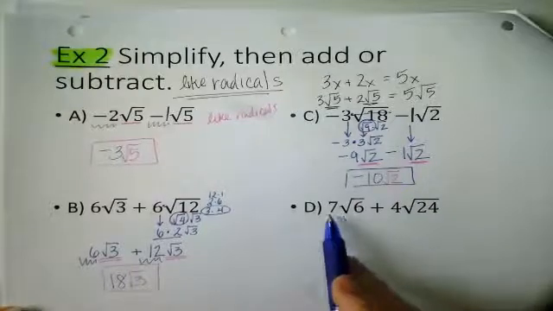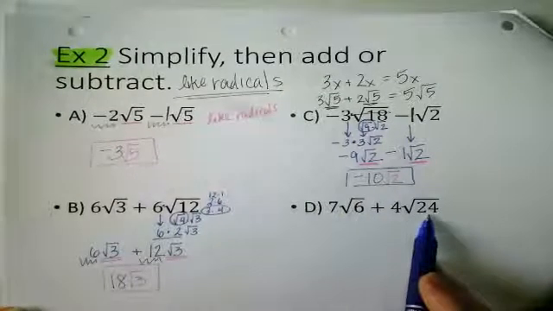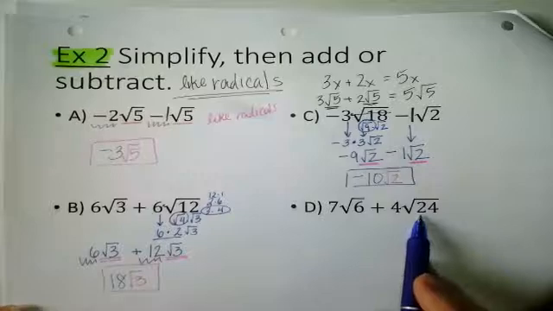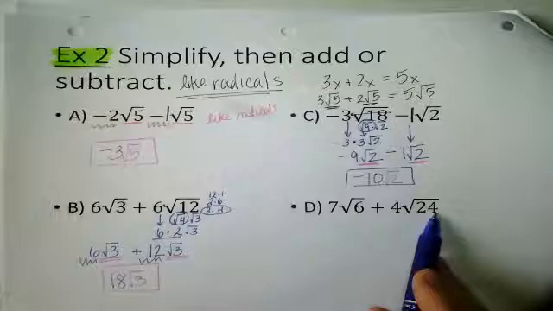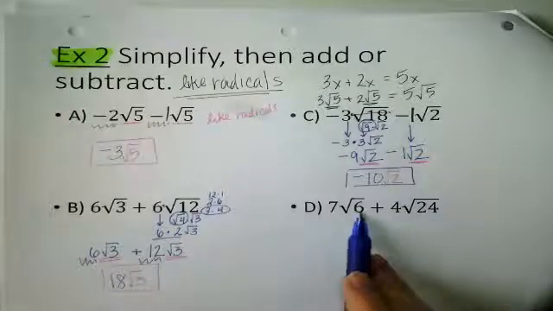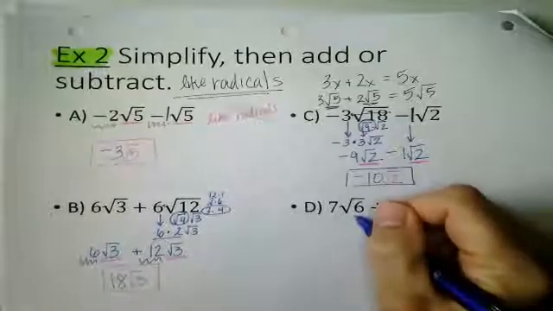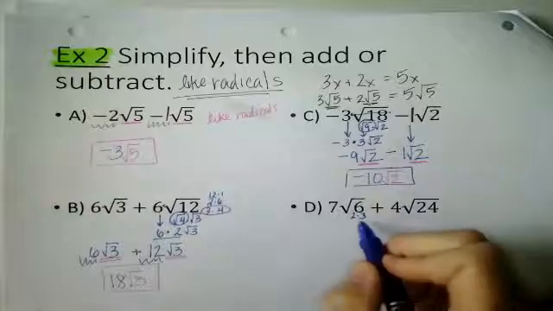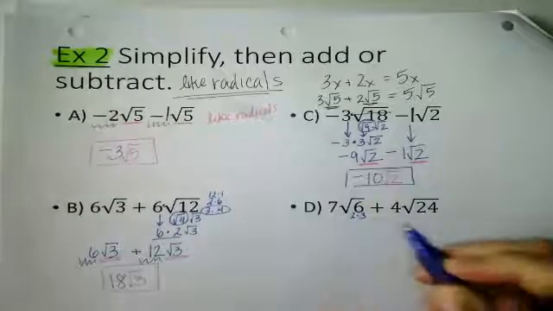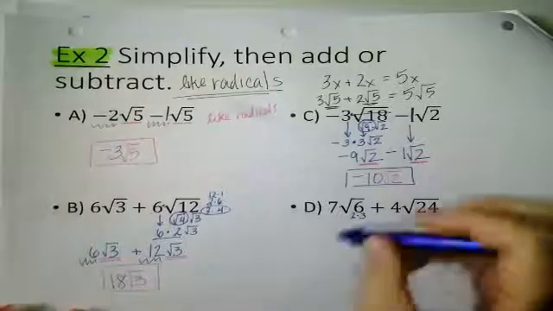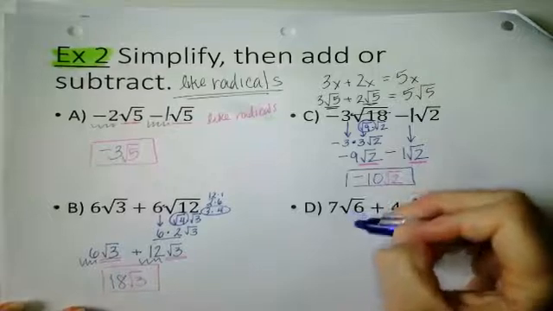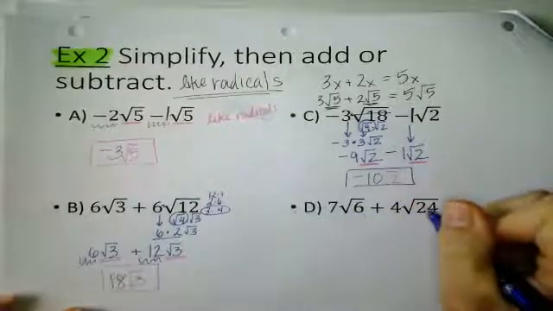All right, again, we have 7 radical 6 plus 4 radical 24. And there are problems where you might have to simplify both radicals. But right now this one looks good. I know I can't simplify this because when I look at 6, it's just 2 times 3. There aren't any perfect squares in there, so I know I can't simplify it. So that one is simplified.